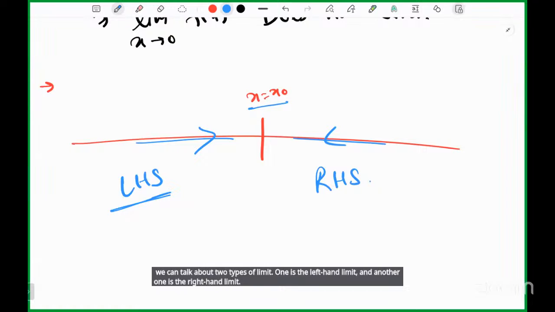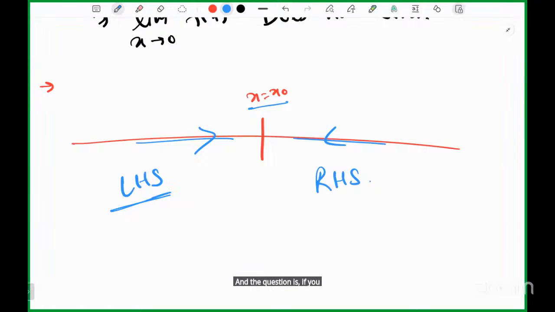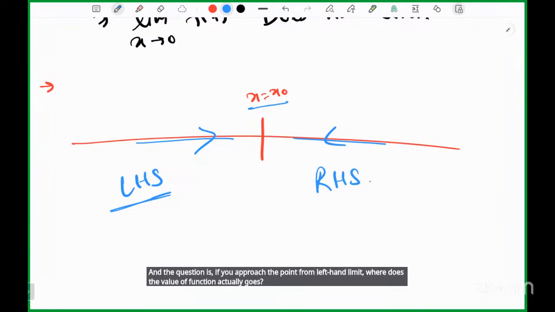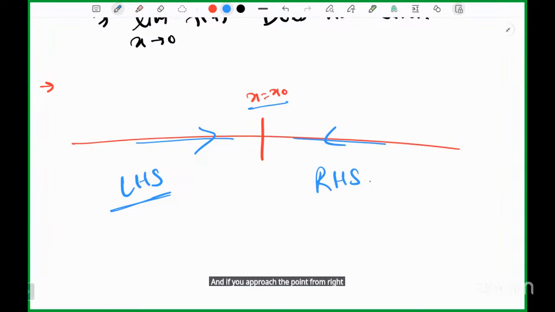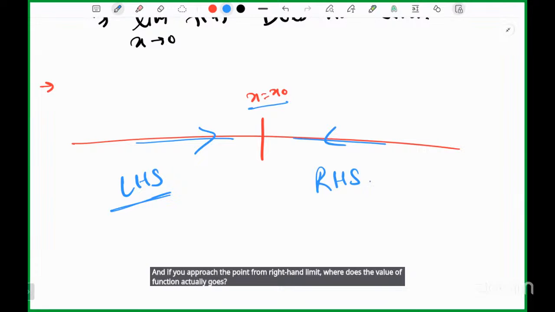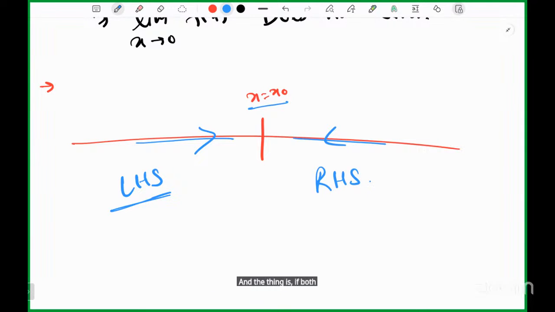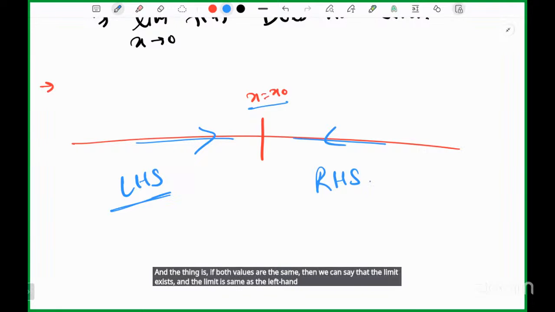And the question is, if you approach the point from the left, where does the value of the function actually go? And if you approach the point from the right, where does the value of the function actually go? And if both values are the same, then we can say that the limit exists and the limit is the same as the left-hand limit and right-hand limit. So I'll explain that.